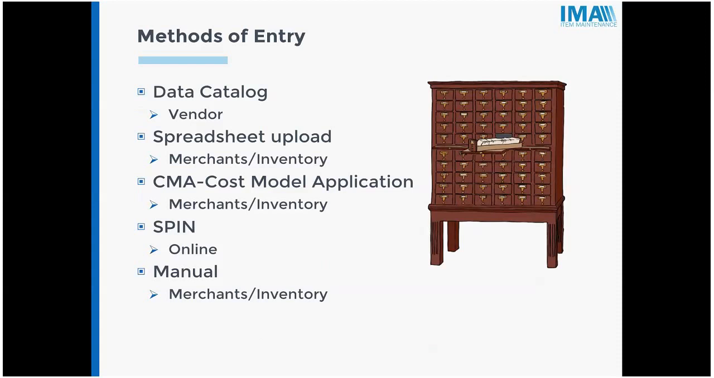If an item is going to be exclusively online, that process actually starts in an application called Spin, and then it will backfeed to IMA. We also have manual entry. So merchants and inventory and the vendors that we spoke about that have to do manual build will use our manual entry.